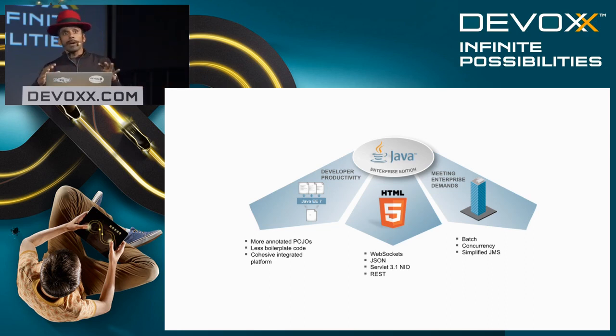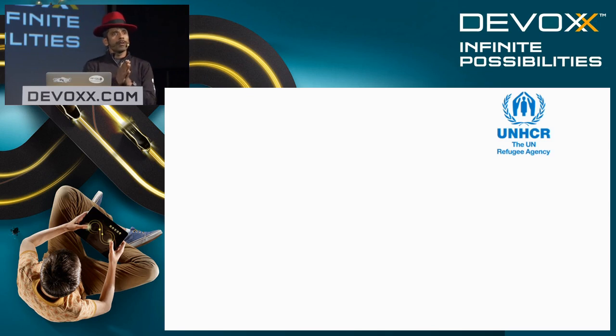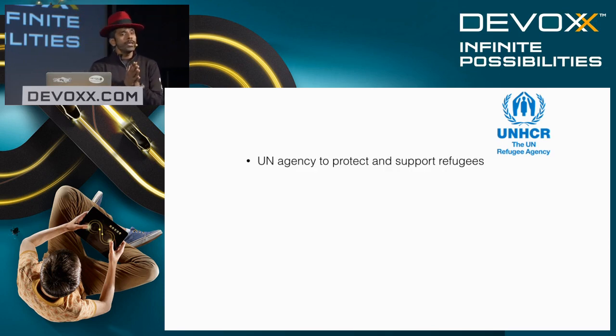Now, this is not about Java EE 7 technology as in a tutorial. It's more about what these applications and deployments were, and how they were being used. So my very first example is UNHCR, the United Nations High Commissioner for Refugees. It's a UN agency that protects and supports refugees all around the world. Either the UN identifies such a need, or a country could ask for it. So it's nice to know that Java EE 7 is being used for such a good cause as well.